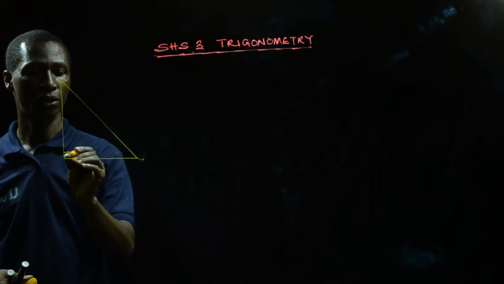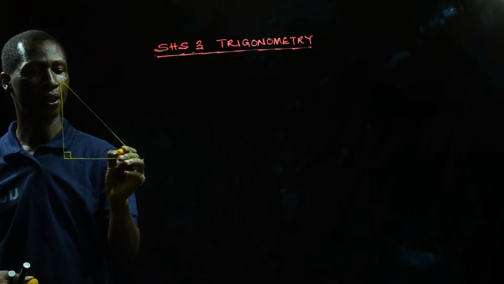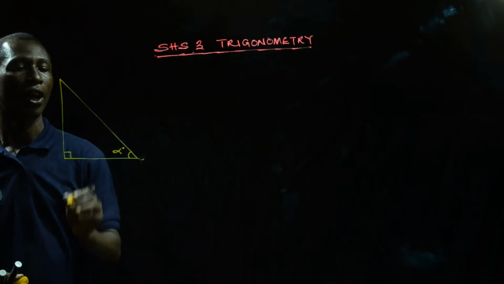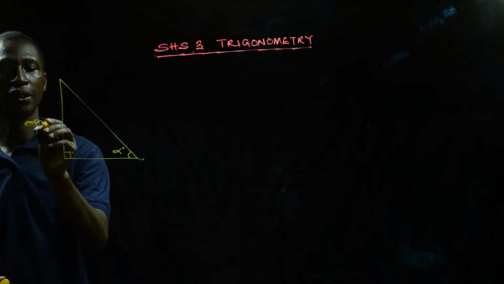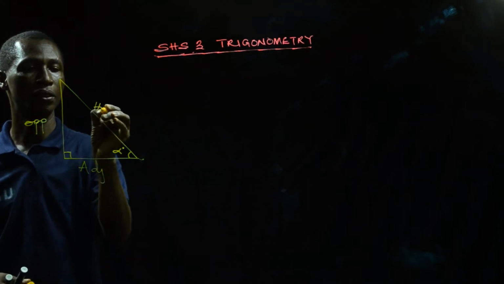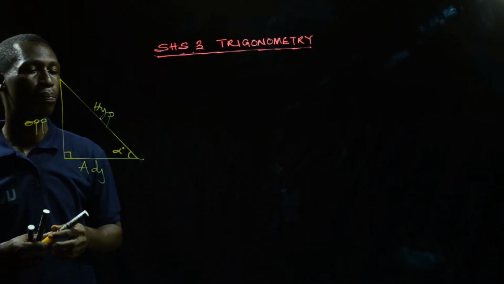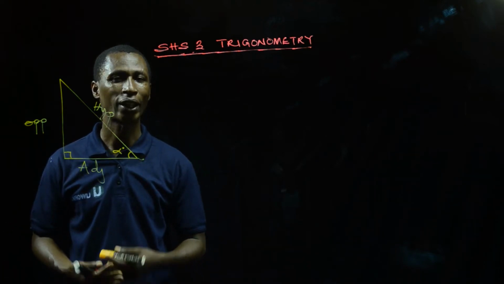Okay, so this is my quadrant, and I'm putting alpha here, alpha degrees. Now I know here is my opposite. Let me put it this way. This is my opposite, adjacent, and my hypotenuse. So the simple laws we learned earlier, which is the SOHCAHTOA. What does the SOHCAHTOA mean?